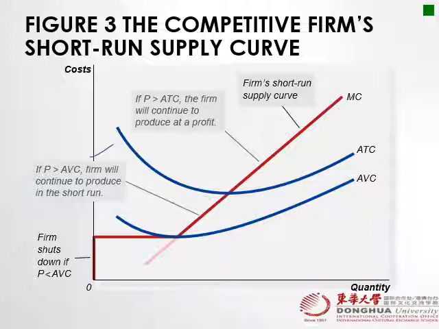In the short run, that part of MC that lies above the average variable cost is the supply curve. Now some students get confused and take only this part. No, all of this part, from here to here, can be taken as the supply curve, because price is greater than AVC, so we still continue to produce in our short run, right?